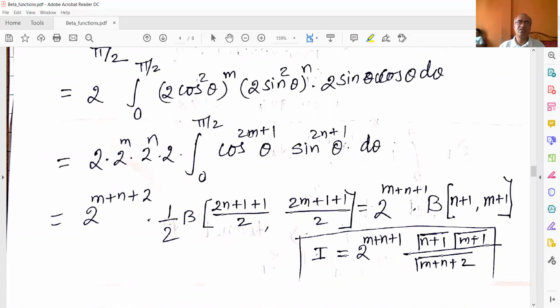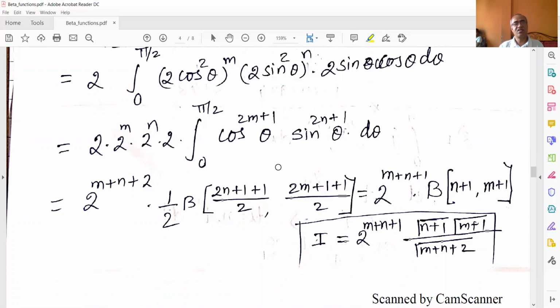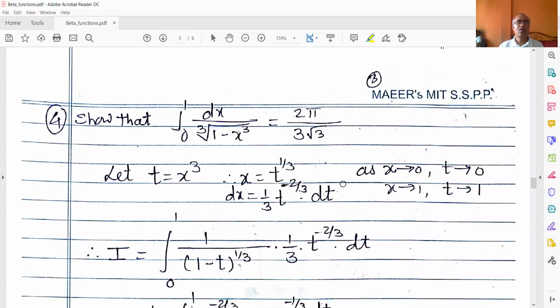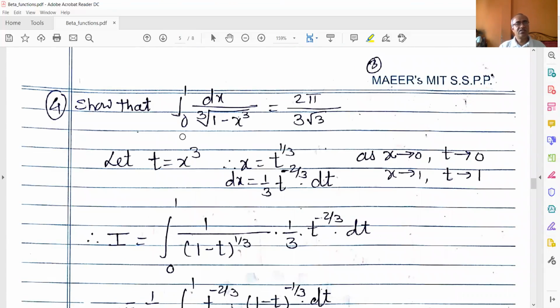Already we have this expression with us in the basic definition or basic properties of the beta functions, and with use of those properties we have substituted this expansion, that is beta of 2p plus 1 upon 2 and 2q plus 1 upon 2. If you remember, that already has been written over there. So finally the answer is this one. Now the next sum is integration 0 to 1 dx upon third root of 1 minus x cube, that is to be proved as 2 pi divided by 3 root 3.